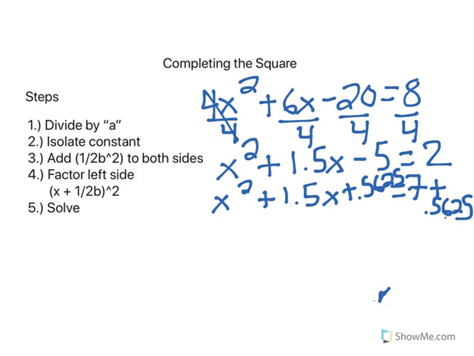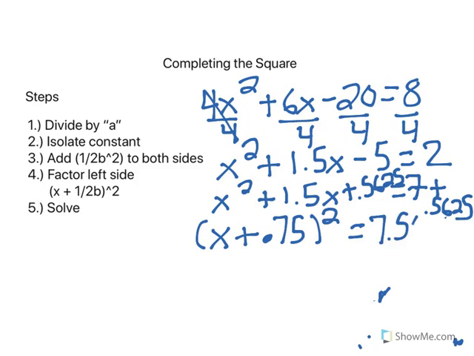All right, now we're going to factor the left side. So I know that's going to be x plus half of that 1.5x, so 0.75 squared. And over here, I'm going to have 7.5625.